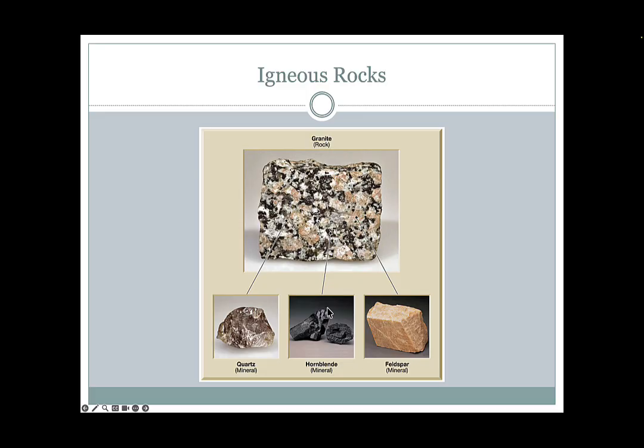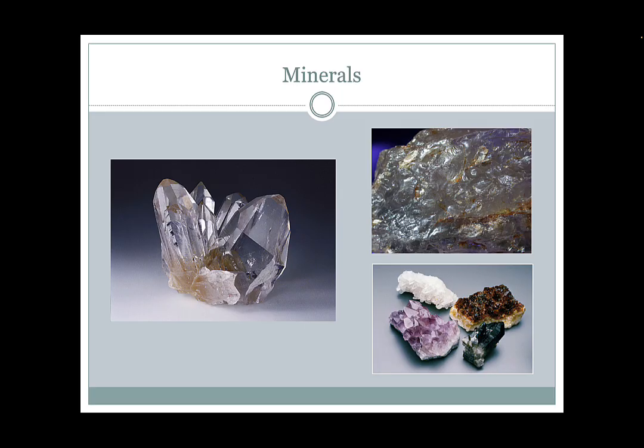The black mineral here would be hornblende. The pink mineral here would be feldspar that we're seeing here. And this kind of glassy, sometimes a little bit greasy looking mineral that we see here and other places here, and here, those would all be quartz. Quartz is the most common mineral on Earth.